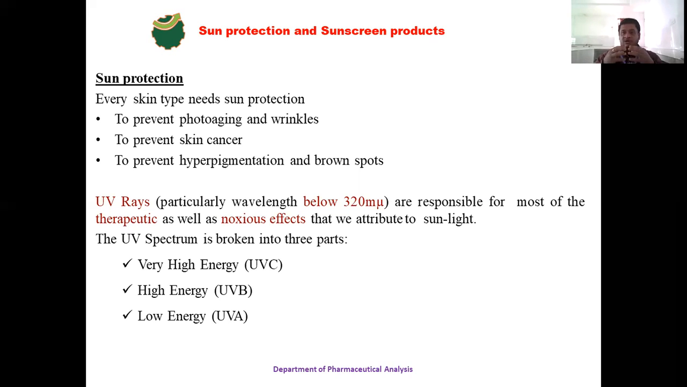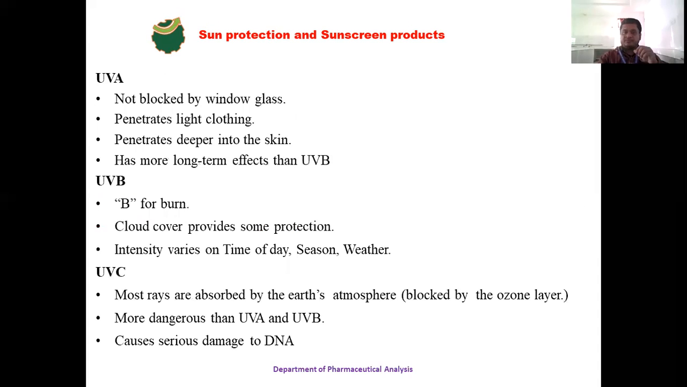But consider the UV rays whose wavelength is below 320. Normally the lower wavelength has higher intensity, and those mainly cause harmful effects for the skin. UV rays with a higher wavelength have less intensity and cause less harm to the skin. Now, UV rays can be divided into three types: UVC, UVB and UVA.